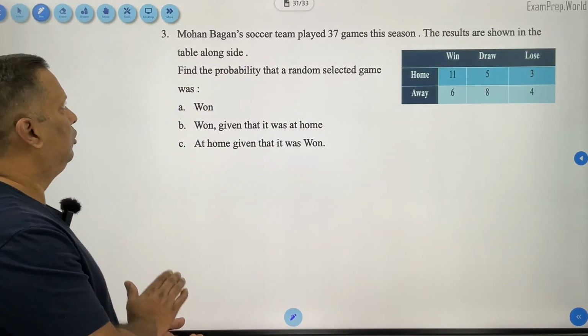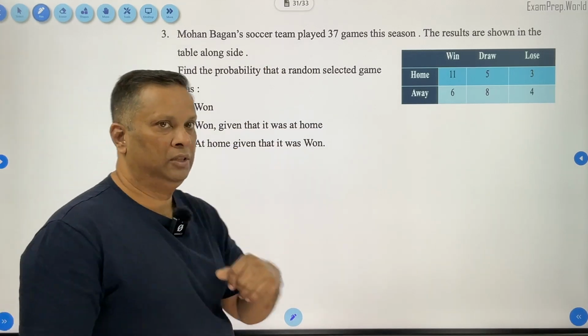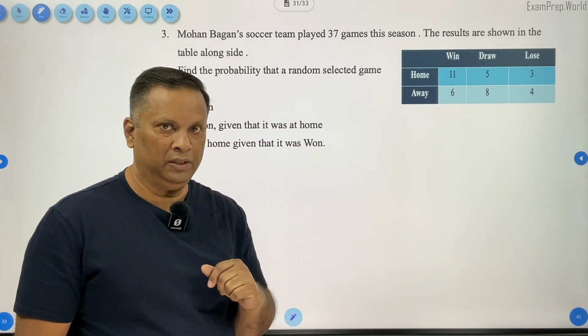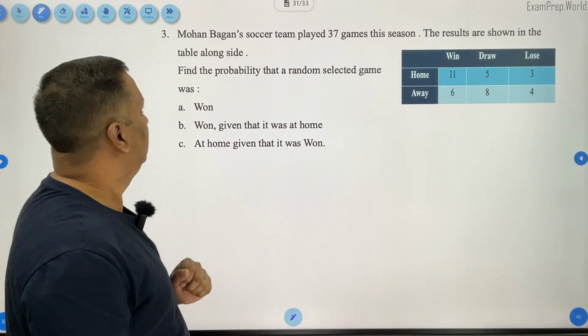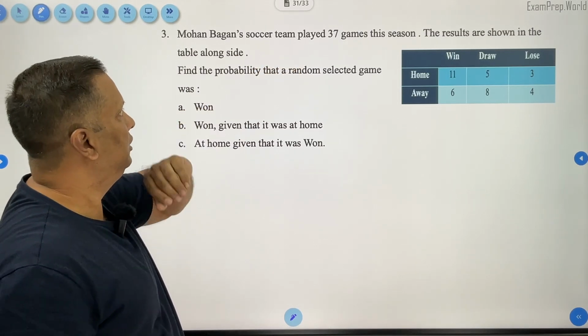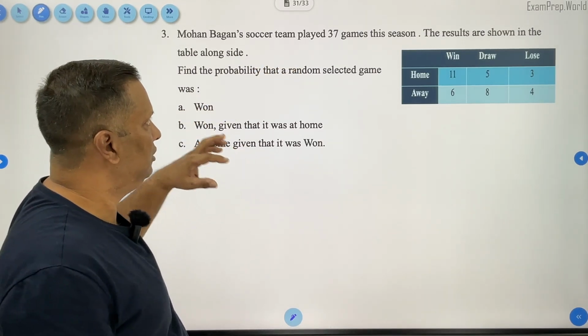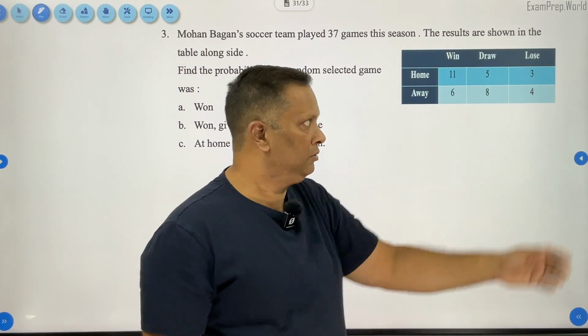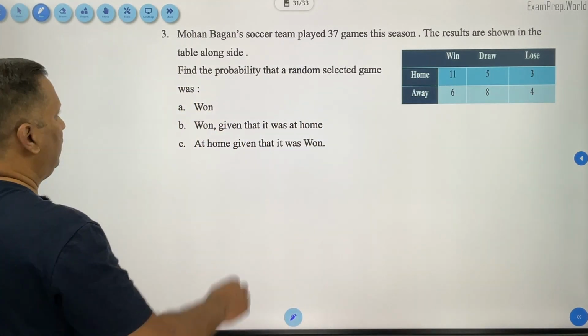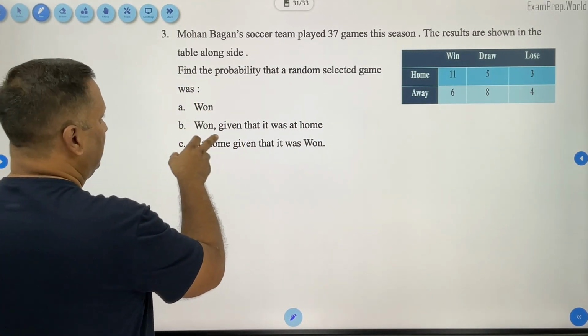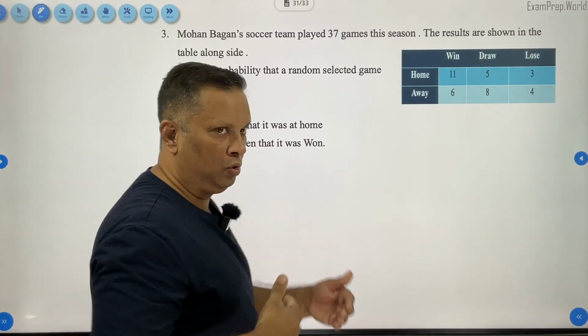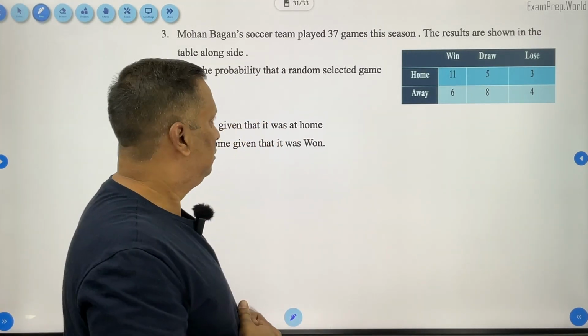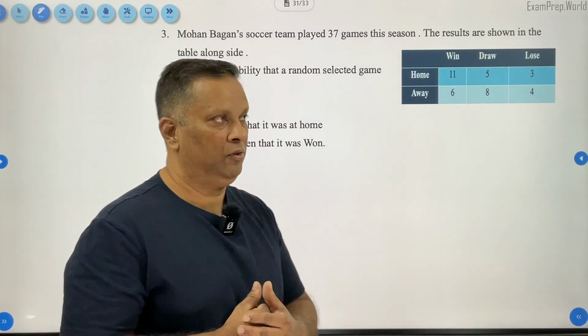Mohun Bagan, you know this team is a soccer team from India. It's based out of Kolkata. They play 37 games this season. The results are shown, so the total of this should be 37. Now find the probability for a randomly selected game, given that it was at home, that means at home in India, or it may be away, apart from India.